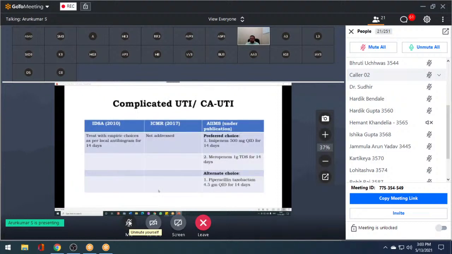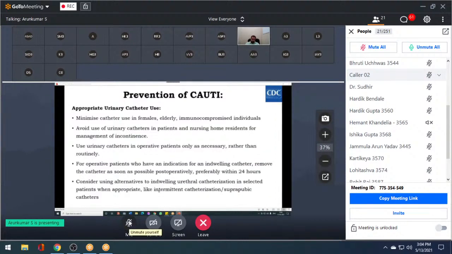With regard to the therapy, based upon the local antibiogram, about which antibiotics are more effective in the local scenario, they have to be used for 14 days. At AIIMS, what we use would be either imipenem or meropenem. And at times, piperacillin-tazobactam or amikacin maybe are the agents which we prefer for a complicated UTI or catheterization UTI. So how do we prevent catheter-associated UTI?